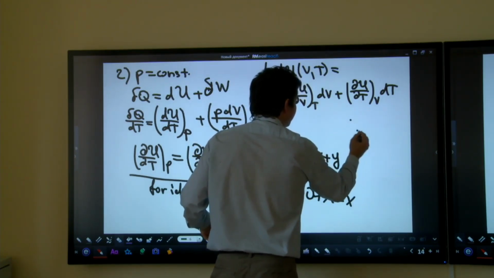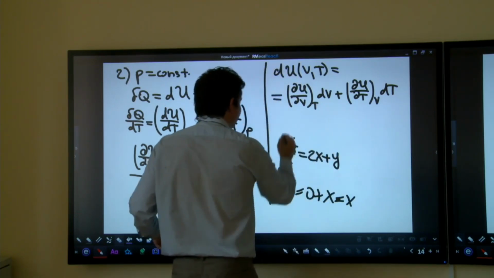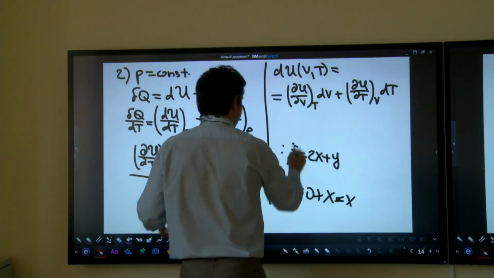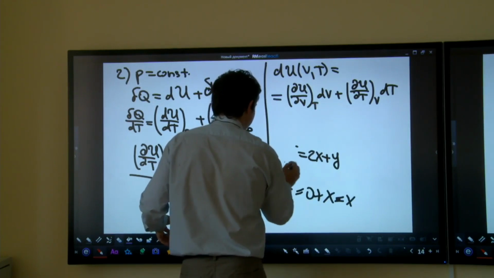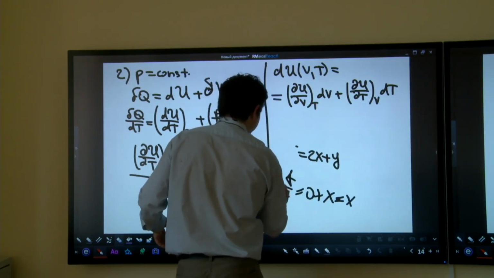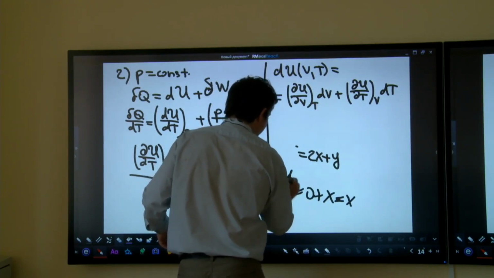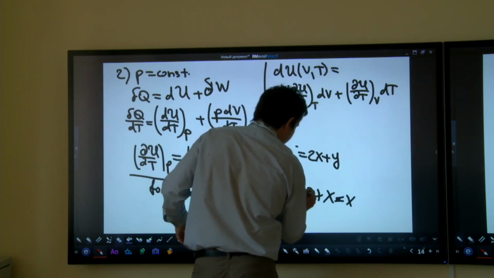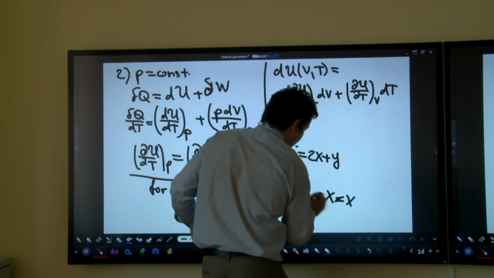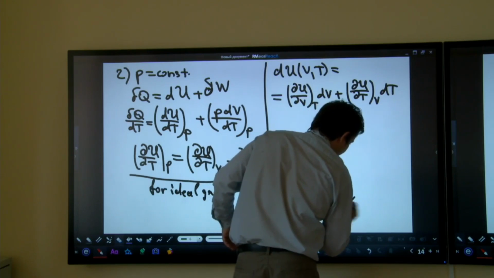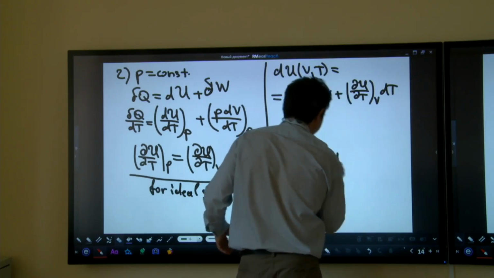So the general case is slightly more complicated. While in the ideal case, the derivative at constant pressure and constant volume is the same, in general case it's not the same.